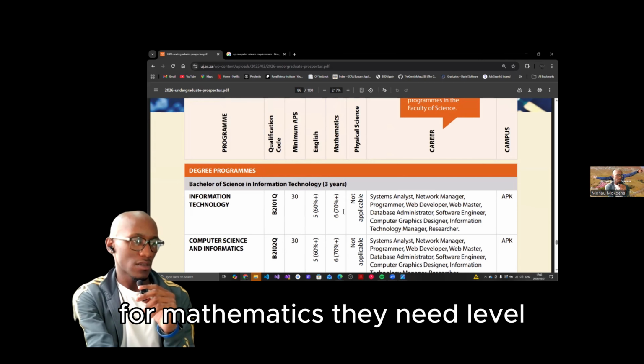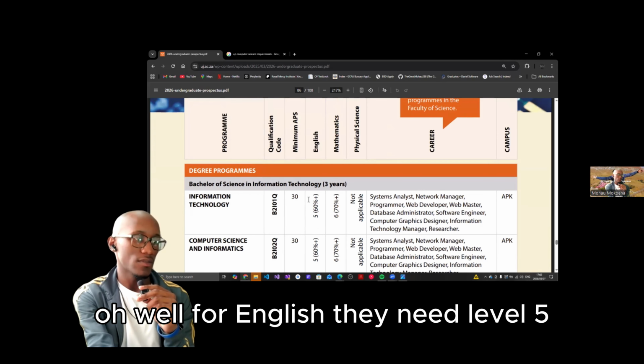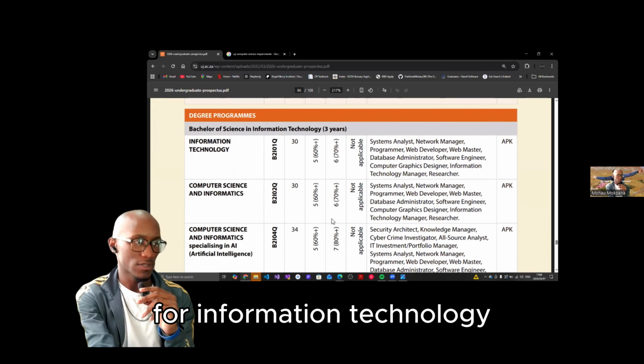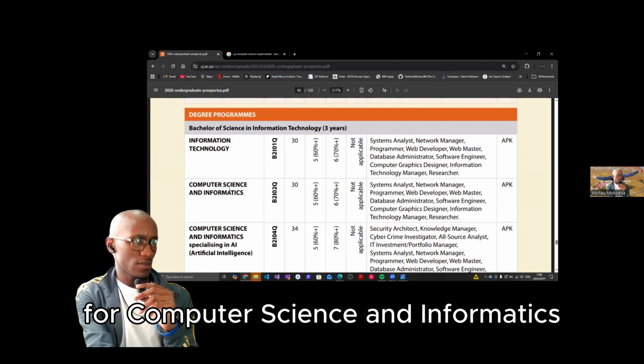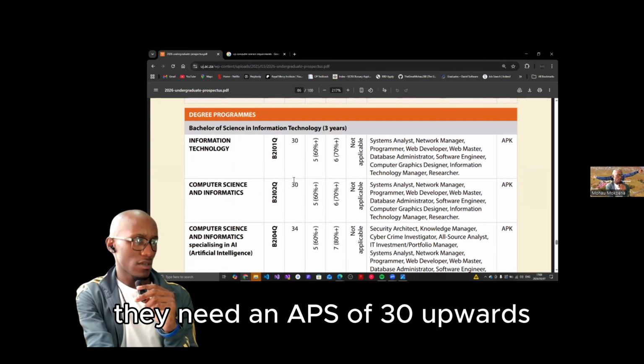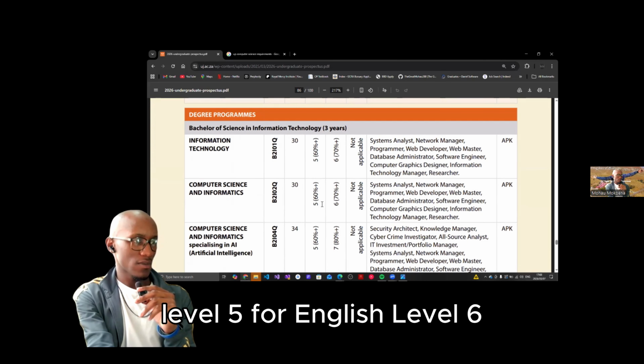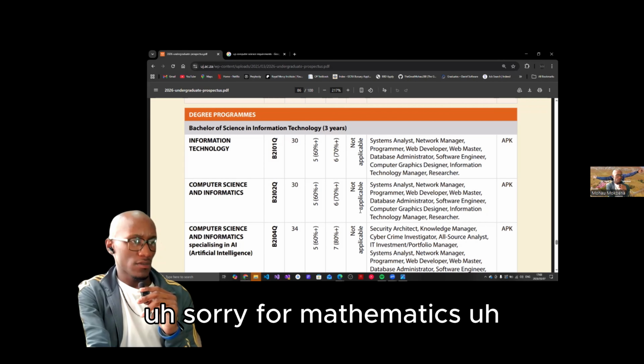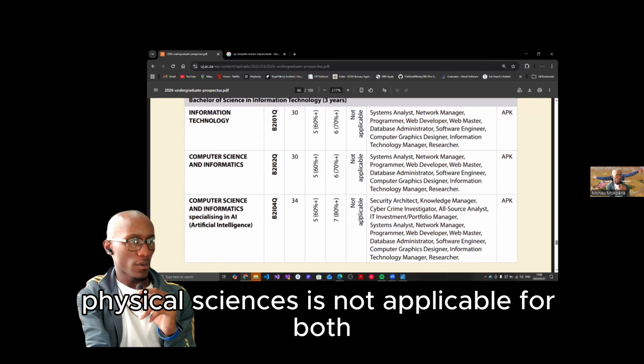For English, they need level 5. For mathematics, they need level 6. For information technology, computer science and informatics, they need an APS of 30 upwards, level 5 for English, level 6 for mathematics, physical sciences is not applicable for both.